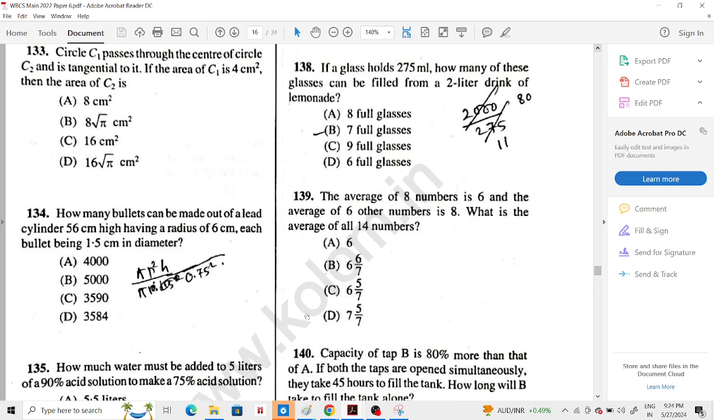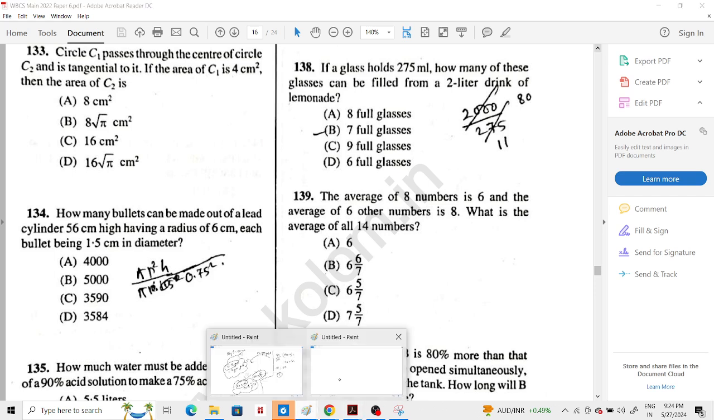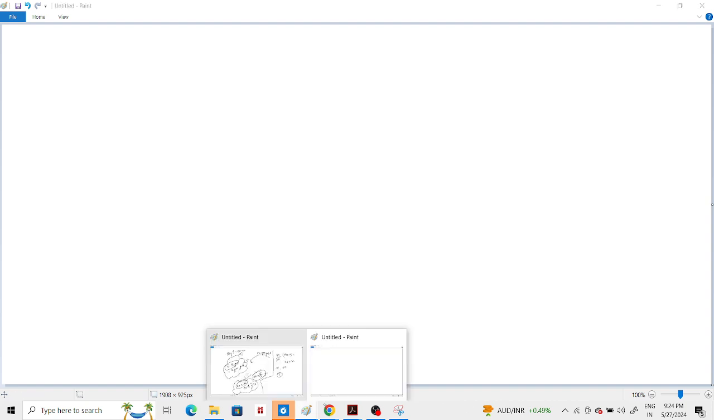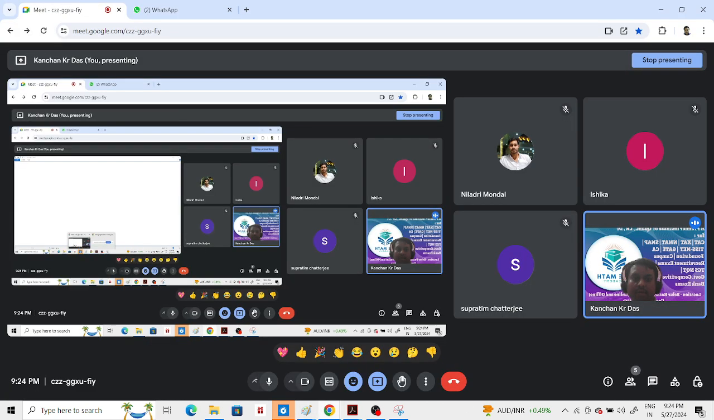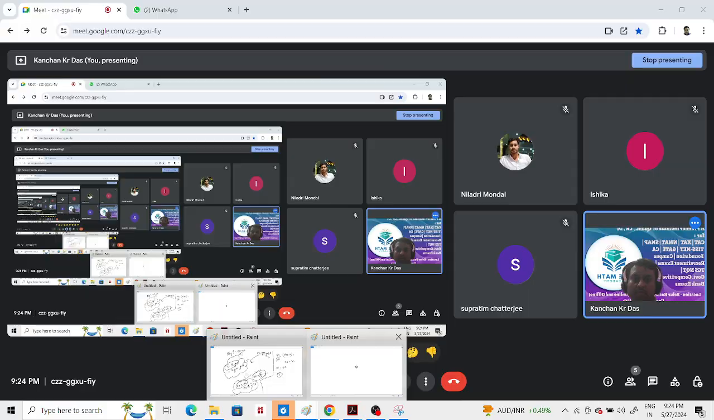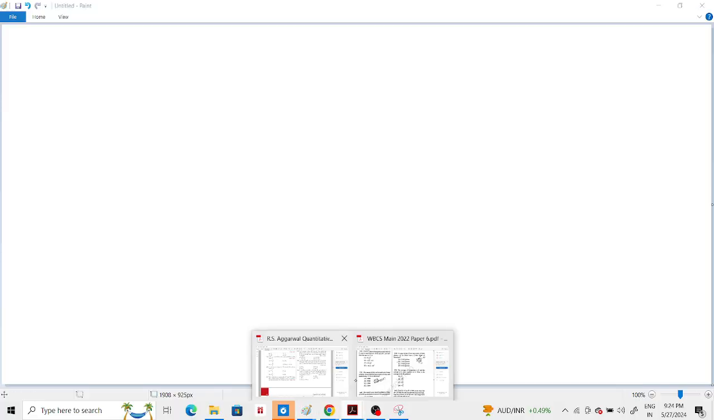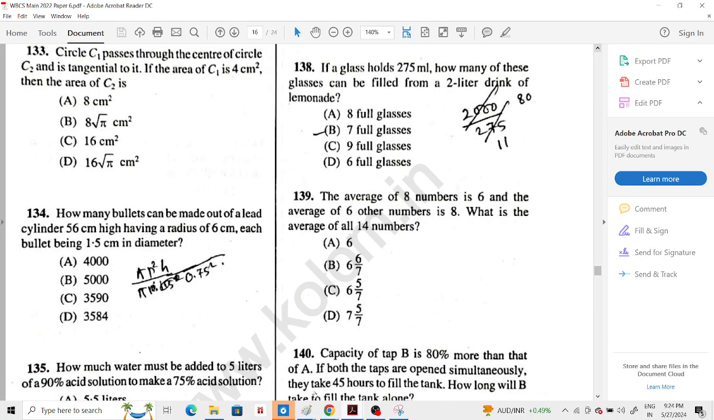Anyway, we have to do it to check the answer. How many bullets can be made out of a lead cylinder 56 centimeter high, having a radius of this? Okay, so bullets. So Supratim, can you hear me? I'm not able to hear you. Yes sir. Okay, okay.